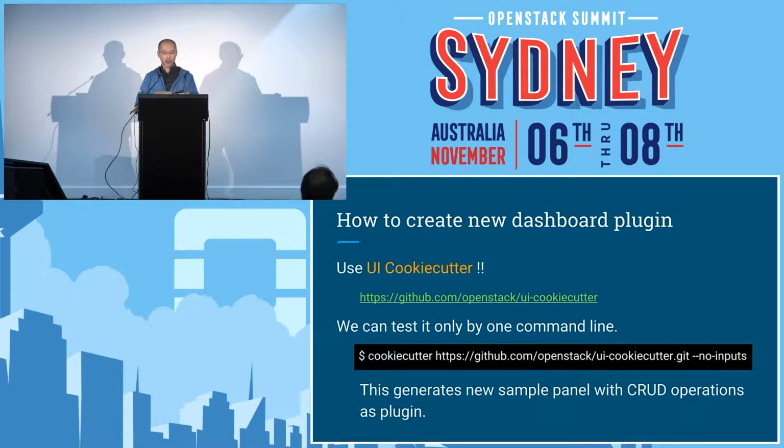Now, to create a Horizon plugin, we can use UI cookie cutter. Before that, we should install cookie cutter using the pip command. To generate a plugin with sample settings, we just run one command line, like follow: cookiecutter, specify the template repository, and use the no-input option. Then install the generated plugin using the pip command, and to enable the sample plugin, copy and paste the files in the enabled directory. At last, restart Horizon.